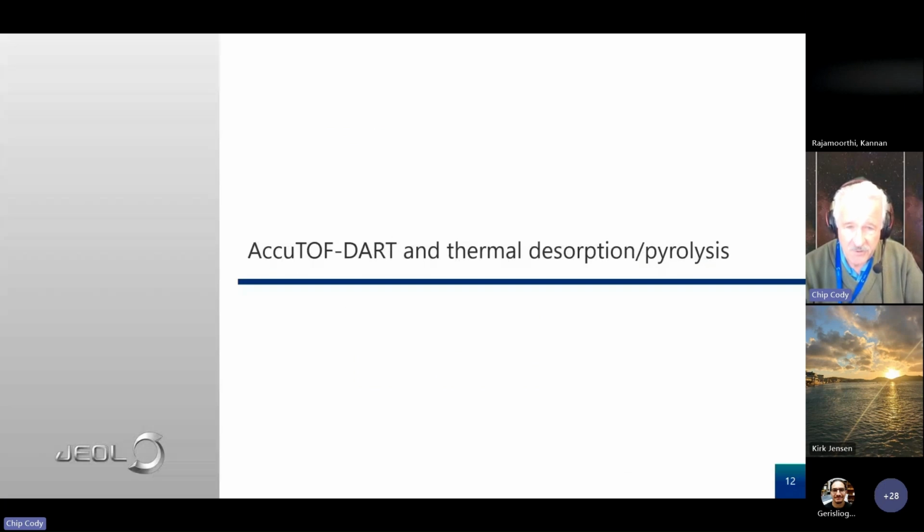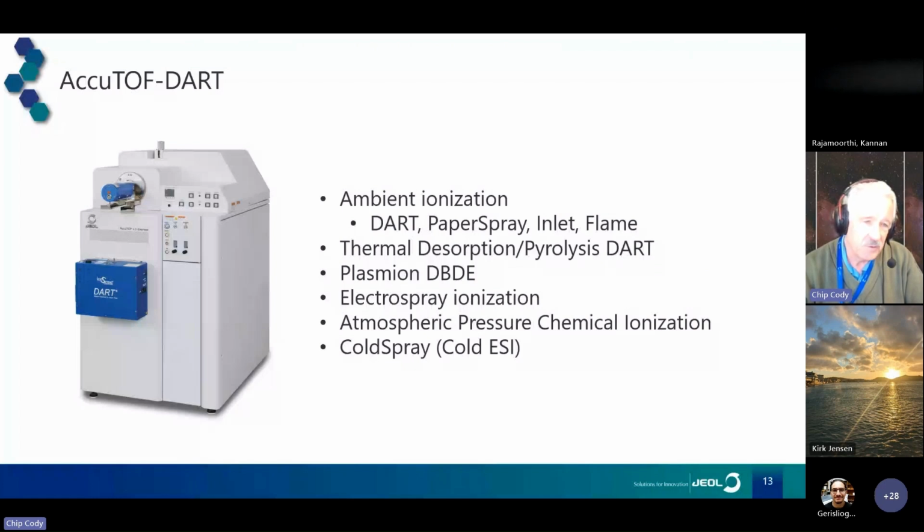We also use the AccuTOF DART. There'll be one example of that in the bulk of the talk. But I've done a lot of work with thermal desorption and pyrolysis with the AccuTOF DART for polymer analysis. We have a variety of inlets on this. I mean, DART is the main one, although we've done paper spray for EO-PO copolymers, both block and random. I've done inlet ionization for a few things and even flame ionization occasionally. Recently, we were looking at inorganic materials and hemp rolling papers, metals that shouldn't be there.